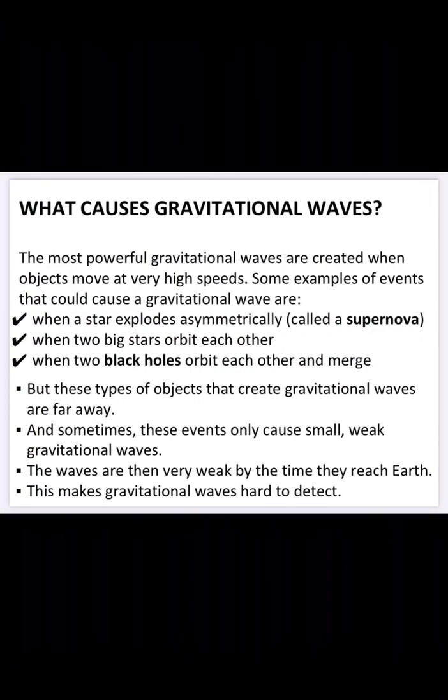Now let us see further properties of gravitational waves. There are three possibilities for how gravitational waves can be created. The first is a star exploding asymmetrically, also called a supernova. The explosion happens and ripples are generated. Or two big stars orbit each other, as we showed in the animation, or two black holes orbit each other and merge. The collision of black holes also creates gravitational waves. In all these cases mass is accelerated.